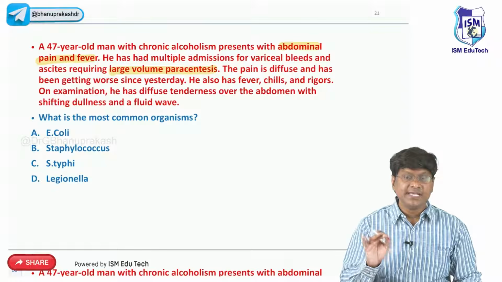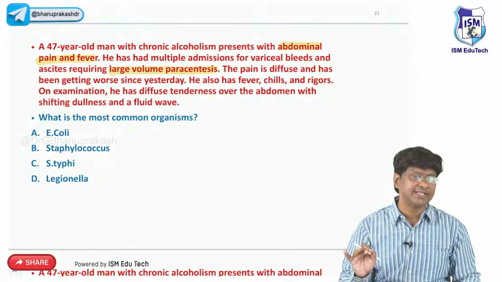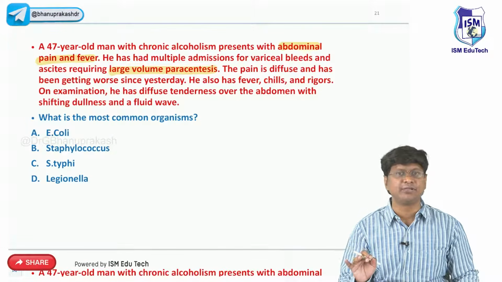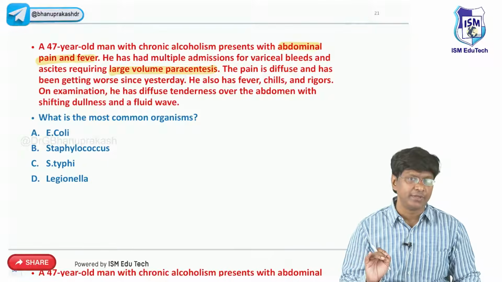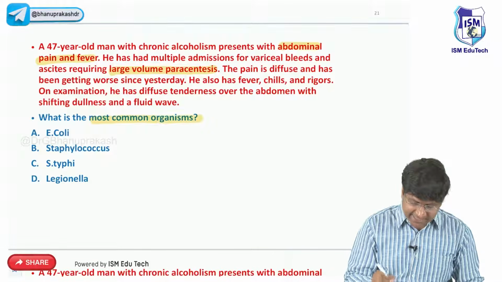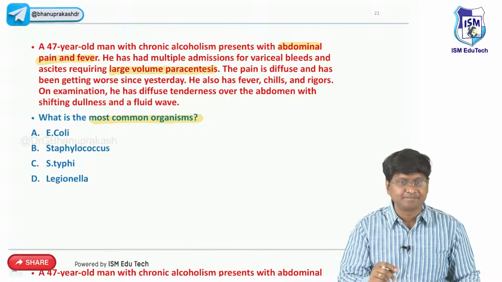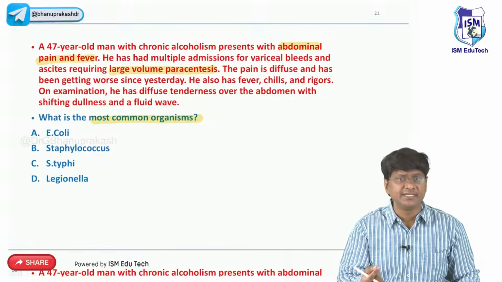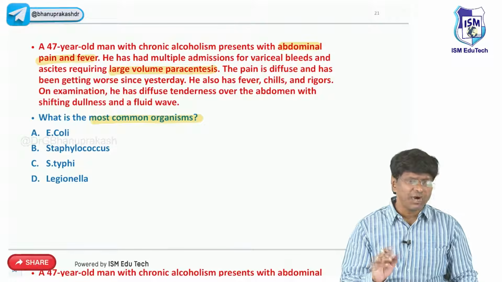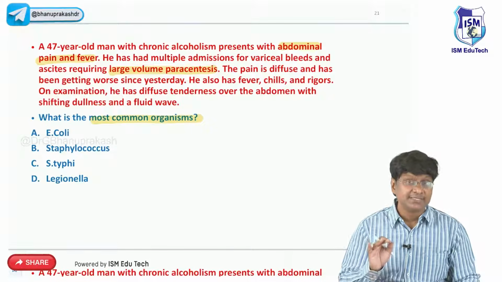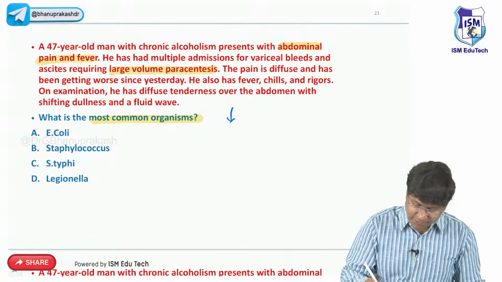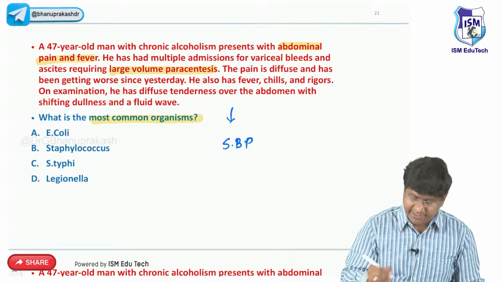Pain in the abdomen. He also has fever, chills and rigors. On examination, he has diffuse tenderness over the abdomen with shifting dullness and fluid wave. So what is the most likely organism which is responsible for this clinical scenario? E. coli, staph, Salmonella typhi, the Legionella. So what exactly is the diagnosis? First of all, the diagnosis here is spontaneous bacterial peritonitis.